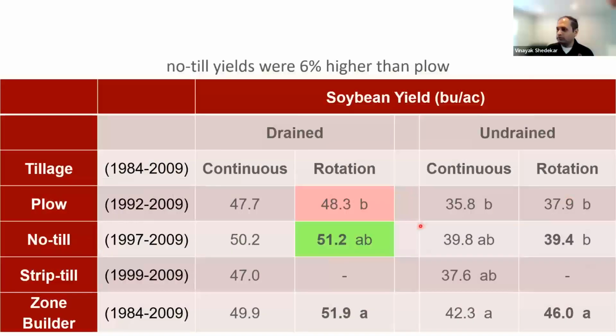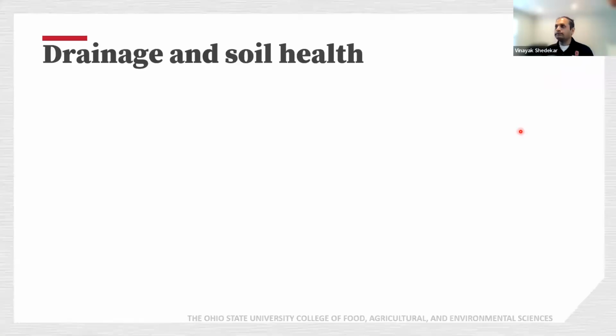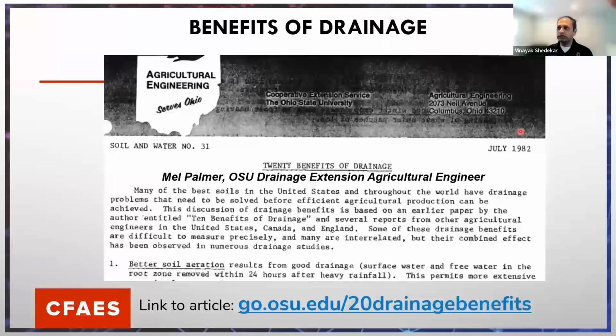Not even talking about Zone Builder right now, but it kind of shined with the soybeans, which I think is not very common. So I'm not going to really spend time on Zone Builder, but again, comparing that no-till treatment with plow, you're looking at about 6% yield benefit over the long term compared to a conventional tillage in a drained scenario. Well, that still plays a role even in an undrained scenario. Okay. All right.